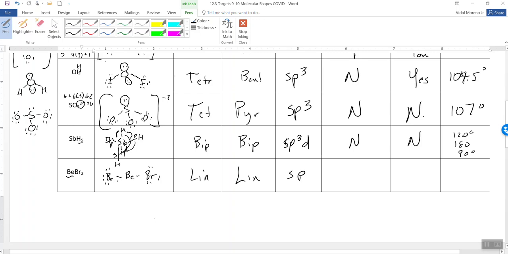sp. Resonates? Is there a double bond? The answer is no. Is it exactly the same on both sides? The answer is yes, therefore no. Angle, 180.